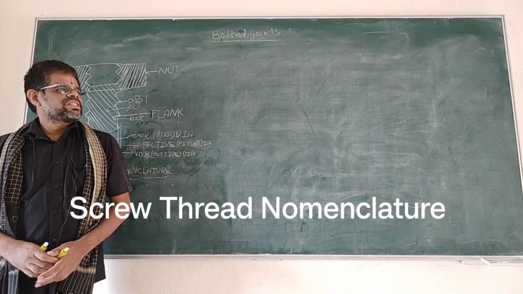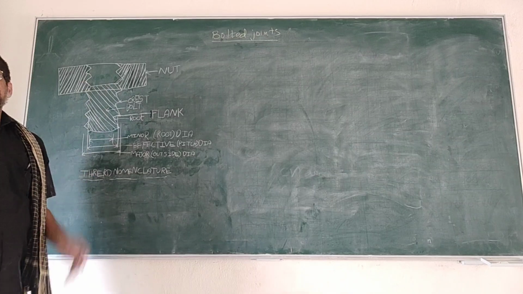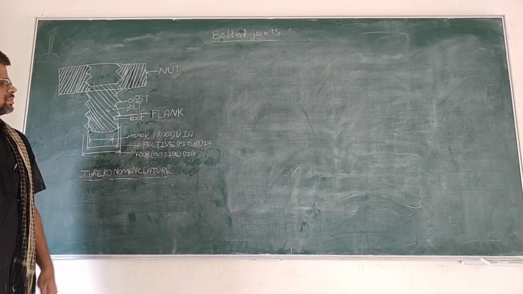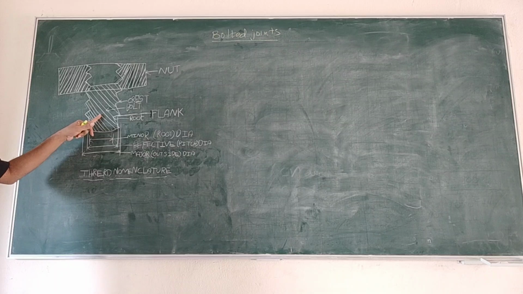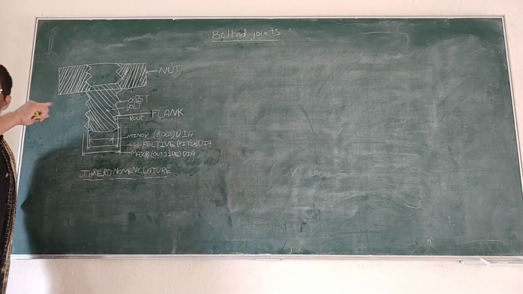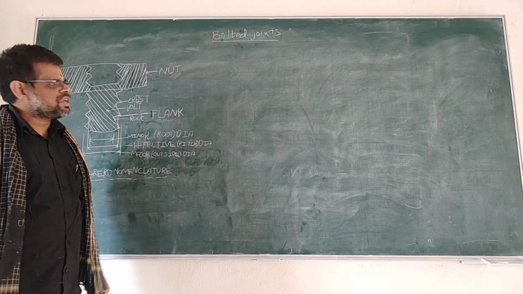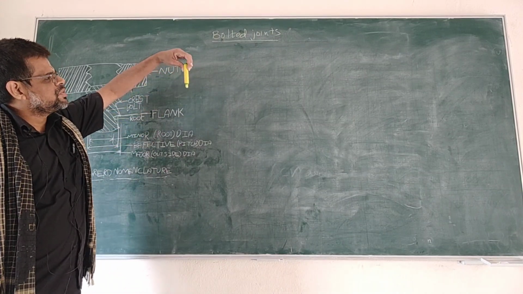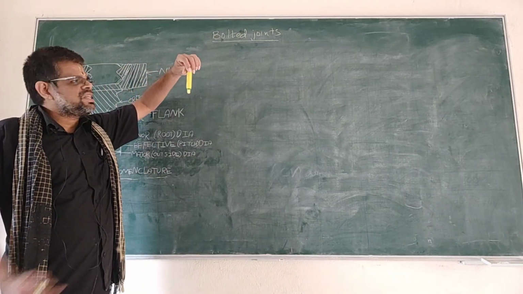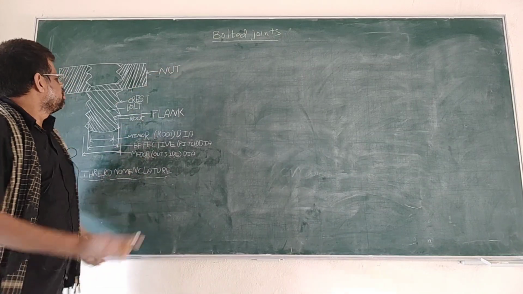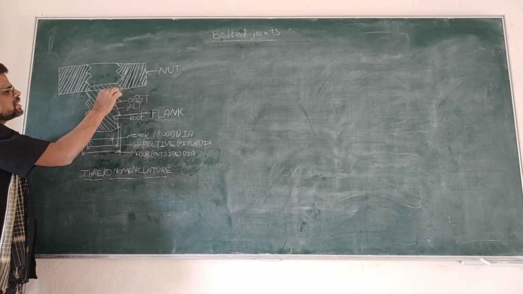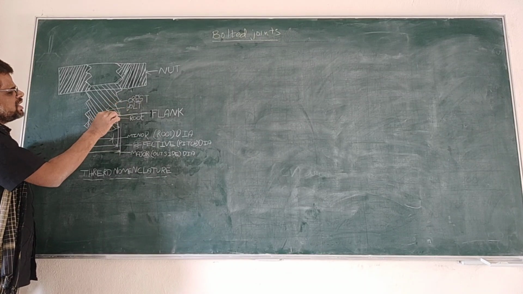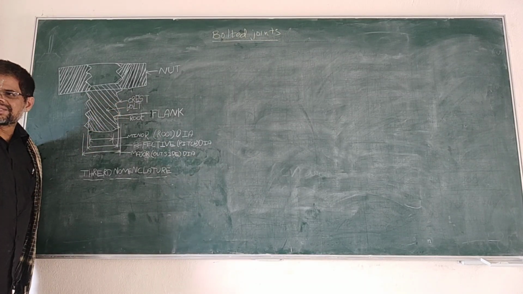Now we shall discuss the nomenclature of a screw thread. So this is basically a screw thread which consists of a helical groove which is cut over the surface. If you take a bolt and see with your naked eye, you will see it like this, and it consists of some hills and valleys on both sides.